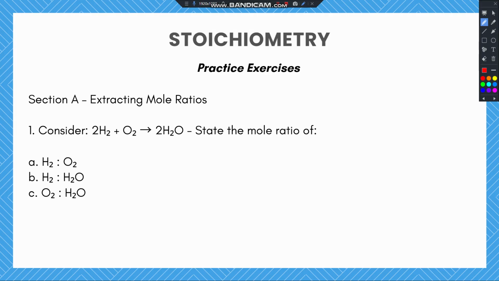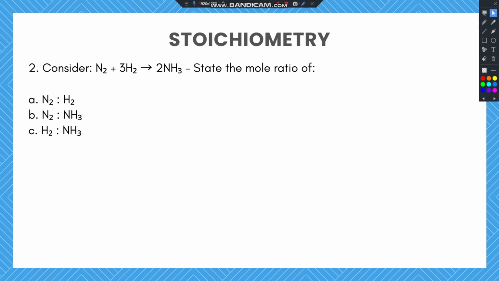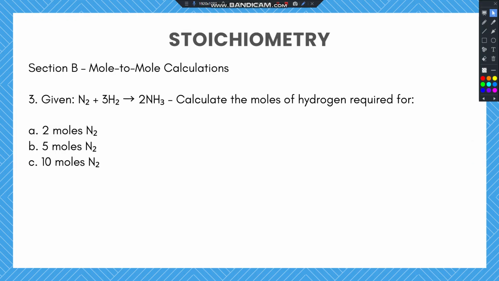We have this first section, extracting the mole ratios. Here's the question on the screen. Then we move on to another question, extract the mole ratios as well. Feel free to pause this video and write down the questions if you need to, and drop your answers in the comments, where I'd be waiting to respond to every one of them.